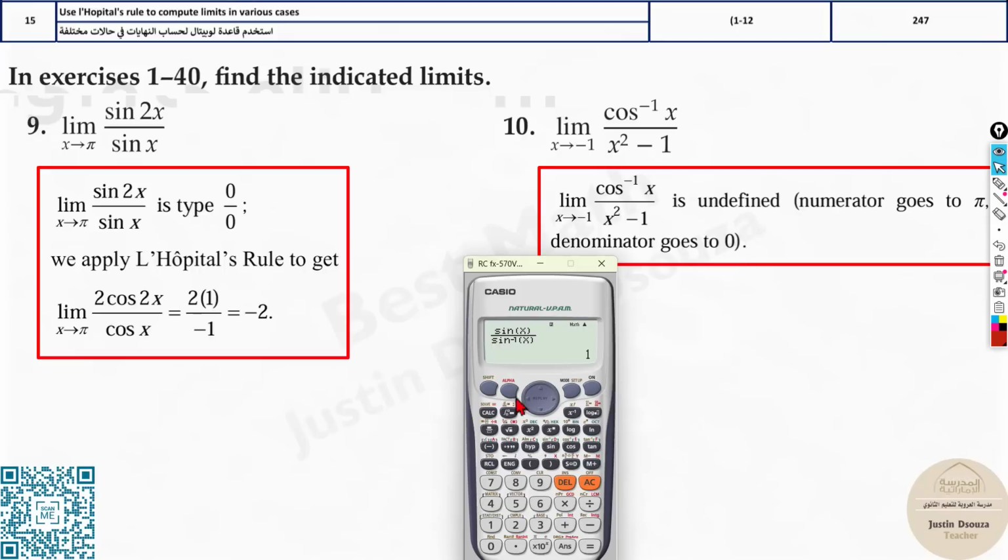Now this is undefined. Let us just do this one. Why? Because it's shift and cosine, x, close the bracket. Over here it's x squared minus 1. Now calculate at what? Let me take minus 1.0001. It's an error. Okay, let me just take smaller values, minus 1.01. Now still an error. Why? Because it's undefined over there.